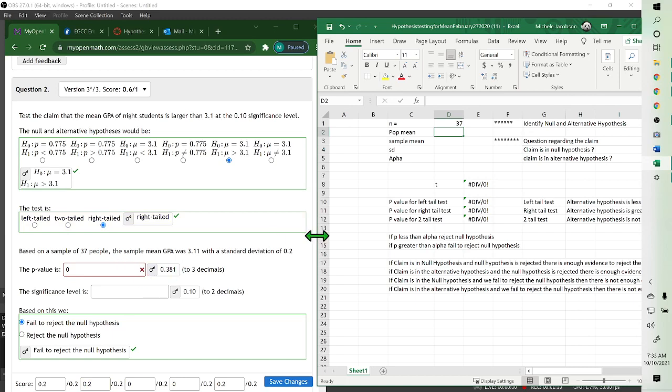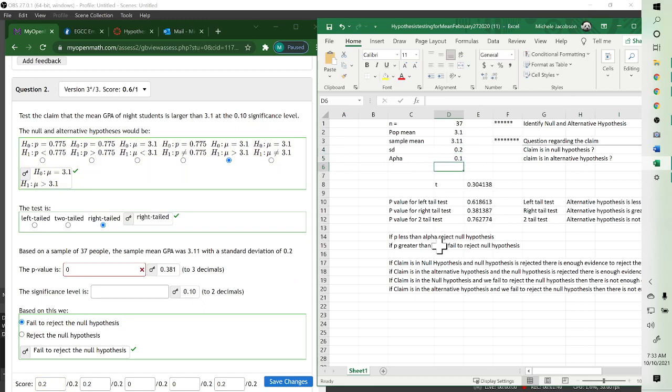Now to find these values, we put n in. The population mean comes from the null hypothesis, 3.1. The sample mean comes from your sample of 37 people, which was 3.11. Standard deviation is also coming from that, which is 0.2. And then the alpha is your significance level, which is 0.1.